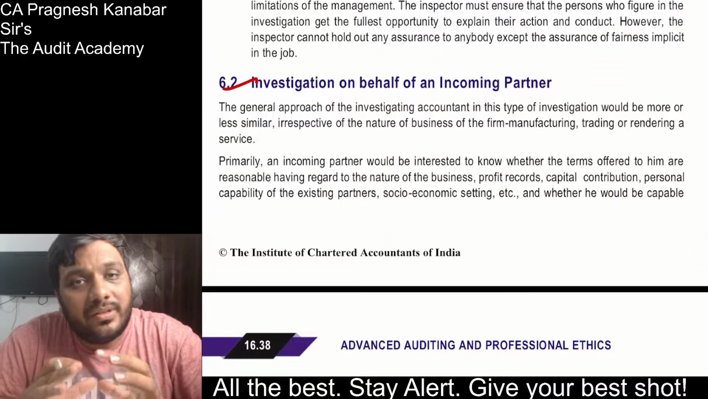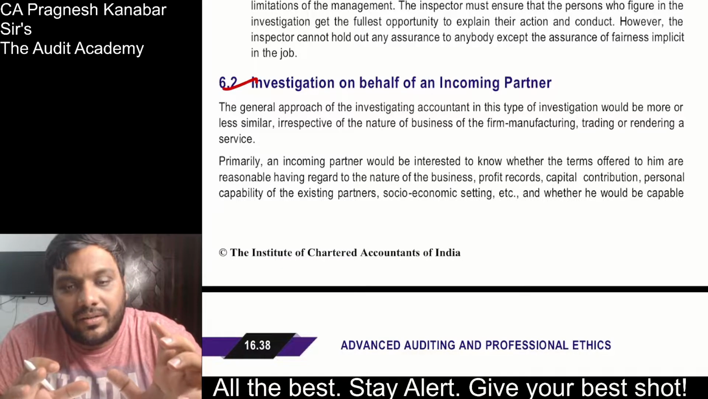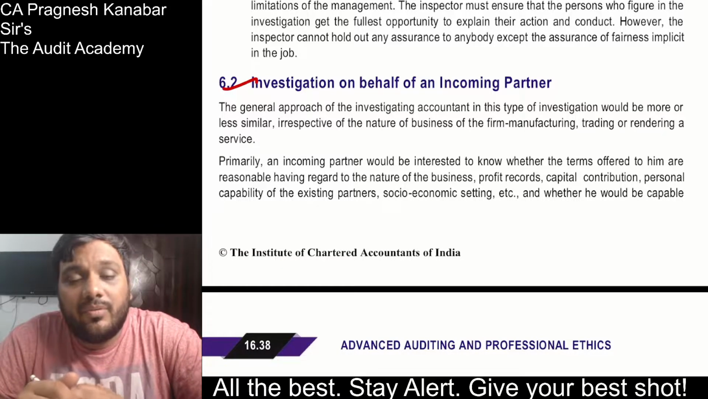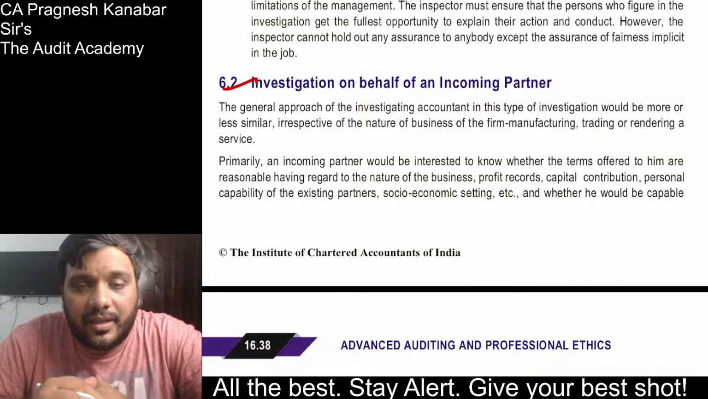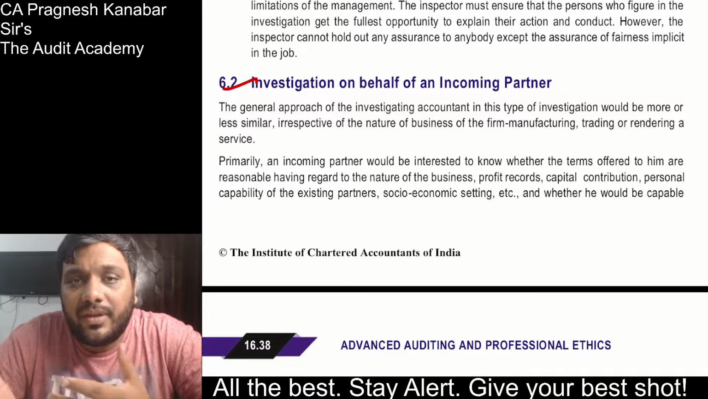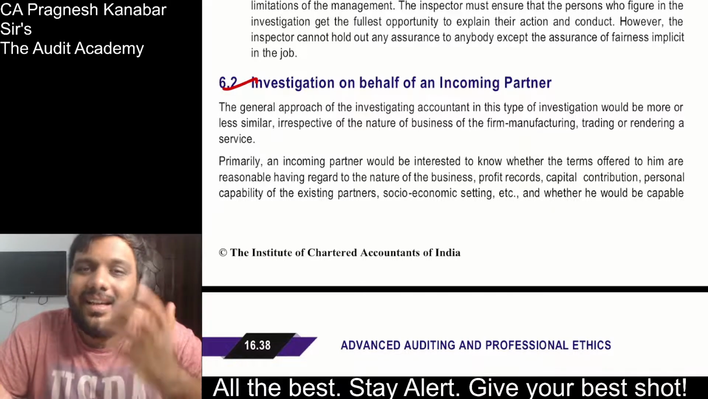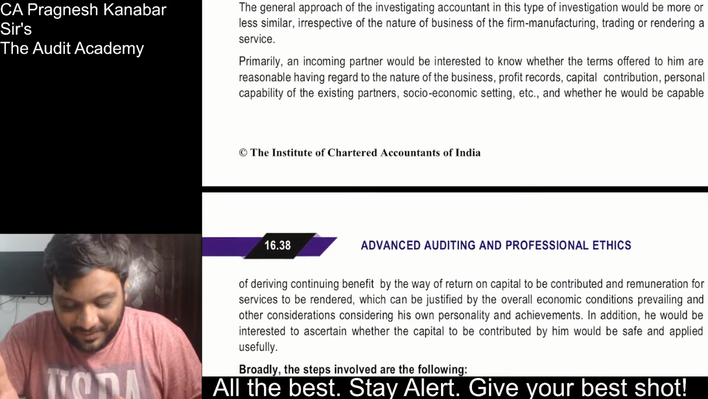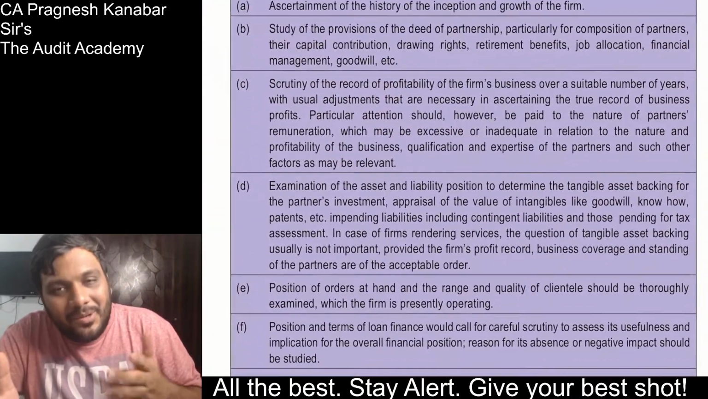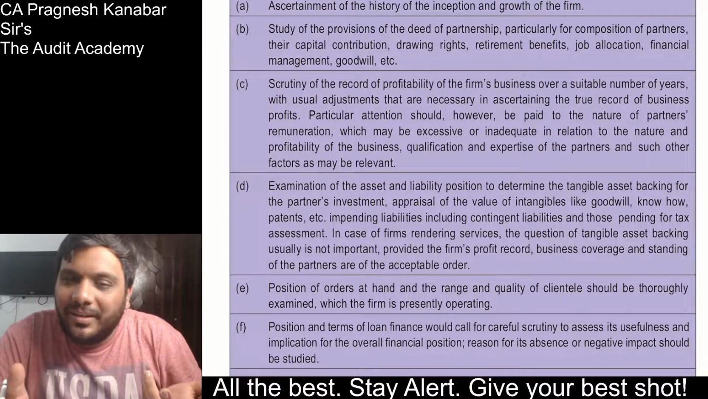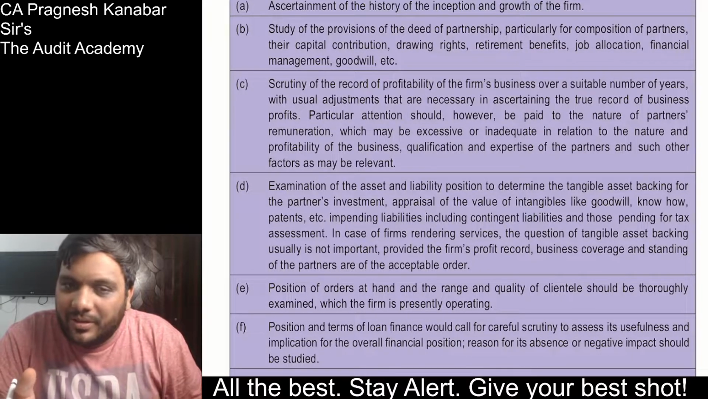And then the statutory investigation sections are done. So we have now this investigation on behalf of an incoming partner, correct? Investigation on behalf of an incoming partner, as if you are getting admitted to a partnership firm, correct? So look at this. Are you going to read all of these steps? No, if you want one reading, you can do it. All right, but actually not required.